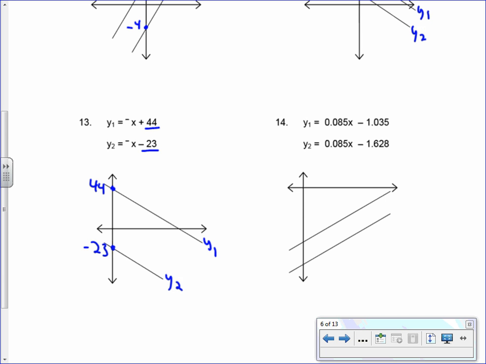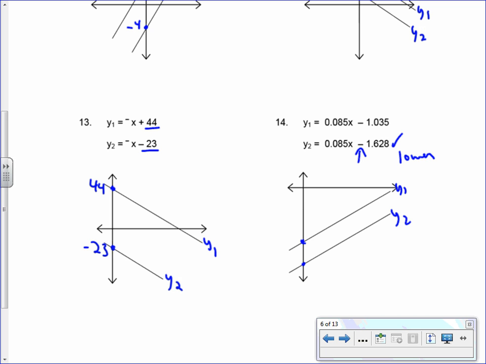Okay, these have the same slope, they're parallel. So which one of these, they're both negative. Okay, negative numbers are always a little trickier than positive numbers. Ignore the negative for a minute. Which one is bigger? Well, this one's bigger, but since it's negative, it must be lower. 1.628 is a bigger number than 1.035, and when you put those on the negative axis, they flip directions. So this one's going to start lower here. This one's y2, and this one's y1.